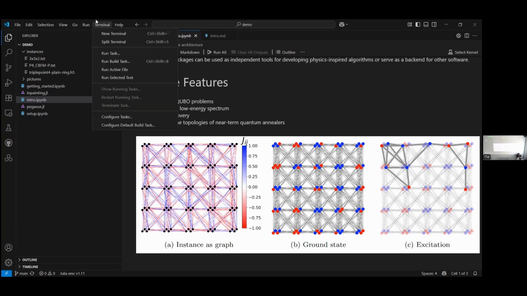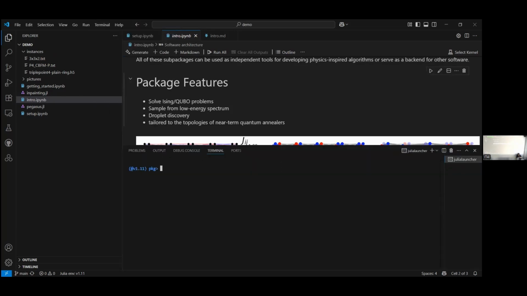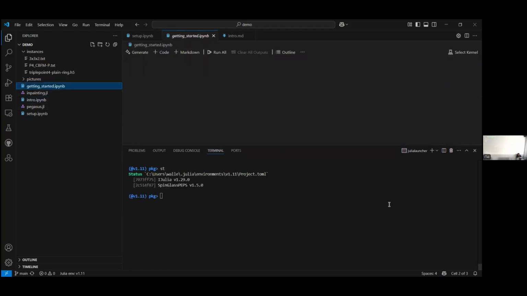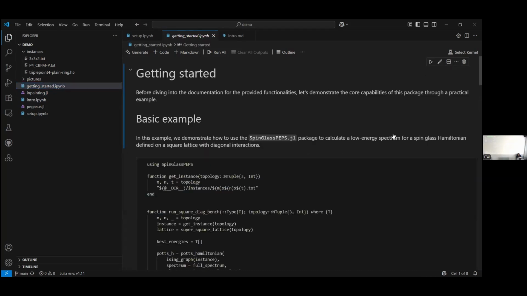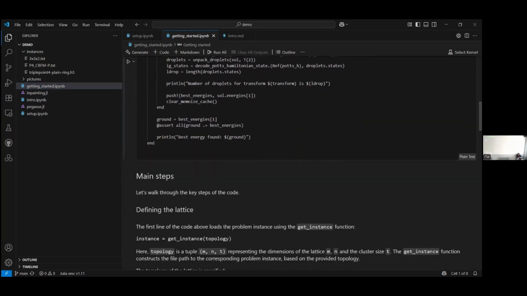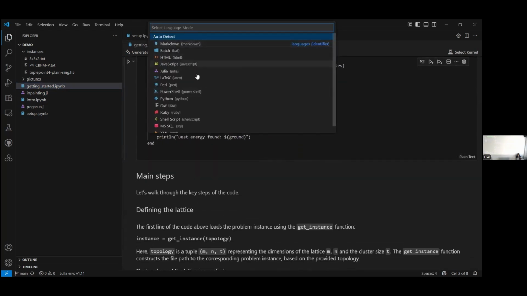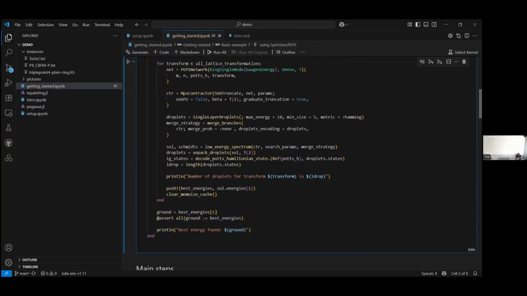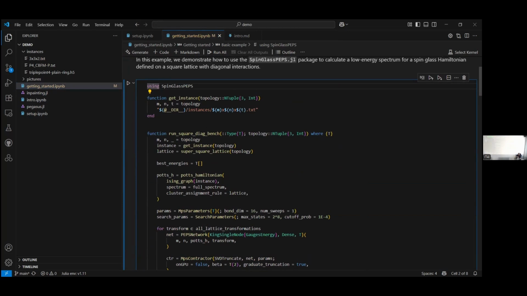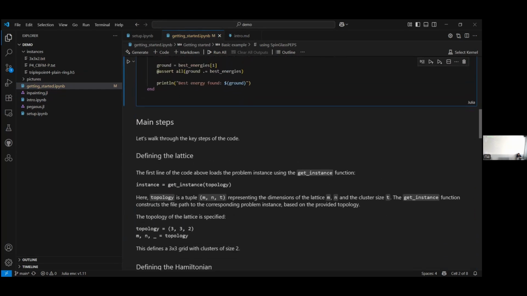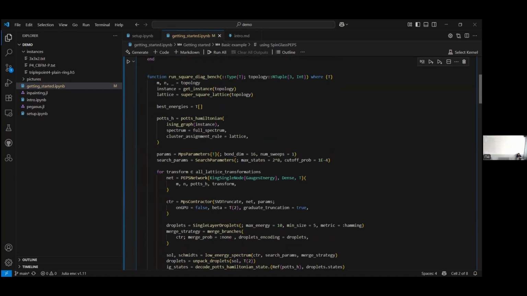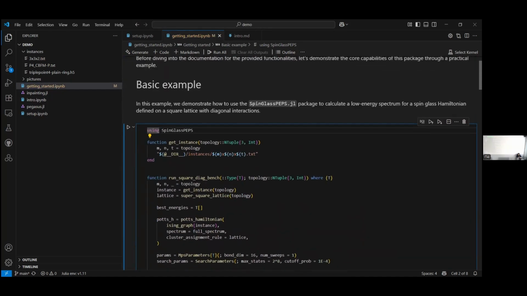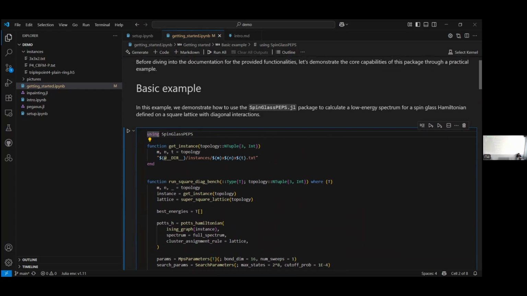Okay, I hope that the stuff is installed. Yeah, it is. Okay, the packages are installed. So now I will go through the basic example, and I will go step by step through this big block of code. First of all, we define this get instance function, which is just reading the instance from the file. Nothing interesting here.